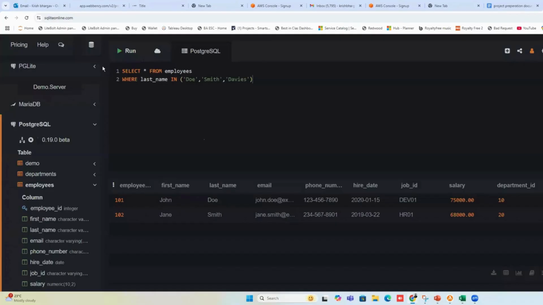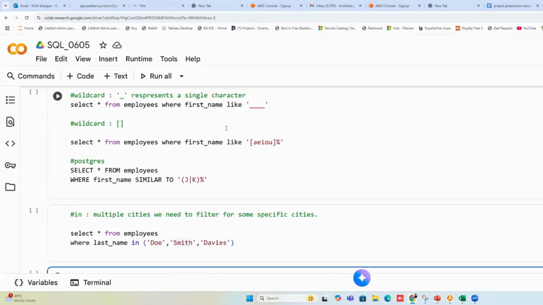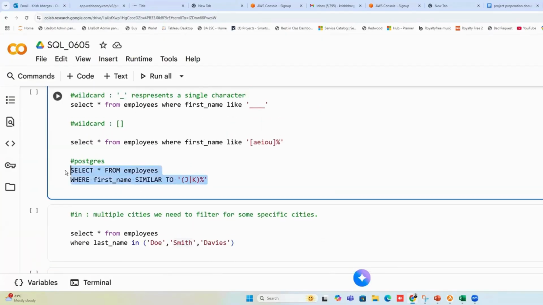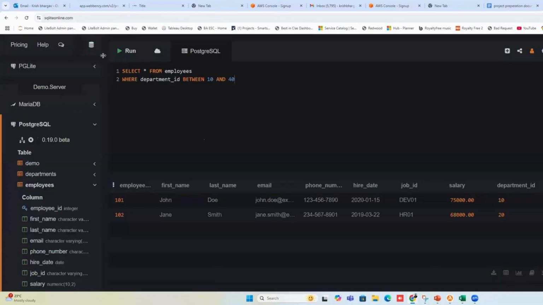Postgres means as same as. What? Postgres means as same as. Yes, sir. Please explain that Postgres once. Sorry, I didn't understand. What did you guys ask? Sir, can you repeat Postgres? This one only. Sir, it means as same as.